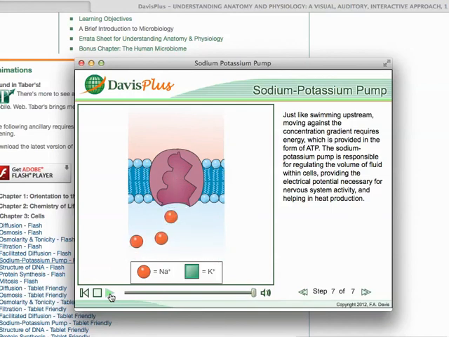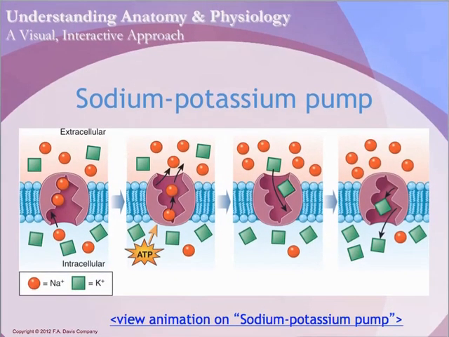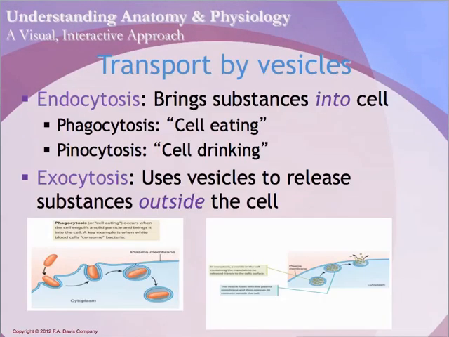So the big thing here is remembering that this is active transport. It requires energy in the form of ATP to move these particles across this plasma membrane. Okay, the last thing I want to talk about in this video is transport by vesicles, which again is a form of active transport, requires energy. 2 different processes here, endocytosis and exocytosis. So endocytosis brings substances into the cell. Exocytosis uses vesicles to release substances outside of the cell.